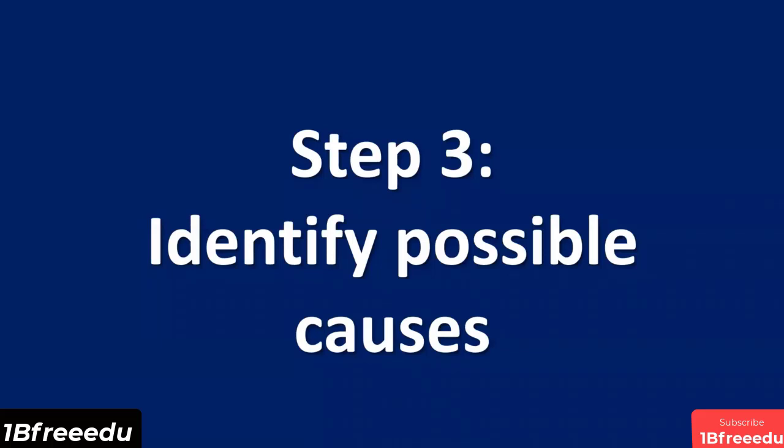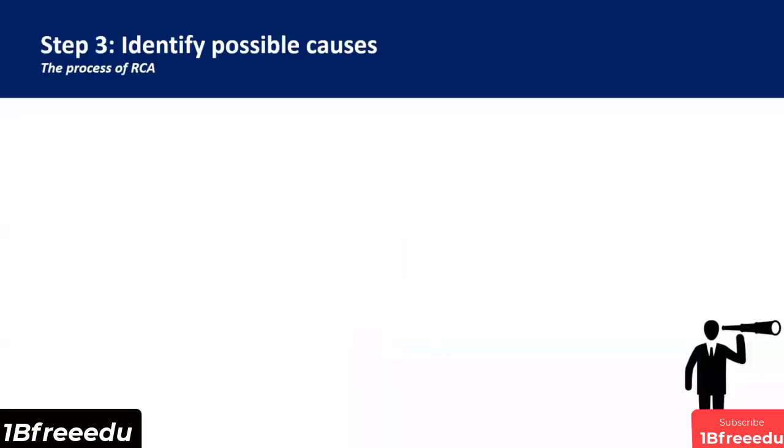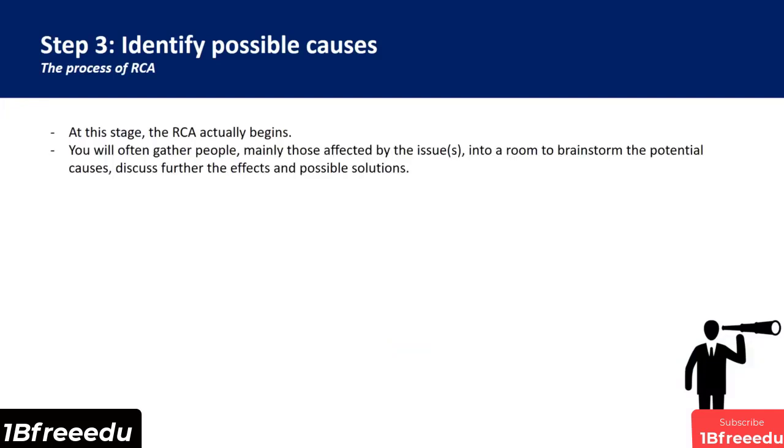Step 3, identify possible causes. So it is at this stage where the RCA actually really starts to begin. You'll often gather people, mainly those affected by the issue or issues, into a room to brainstorm the potential causes, discuss further the effects and the possible solution. So get people together in a room, start a brainstorming session, do a workshop to really understand from the team this RCA from their perspective.